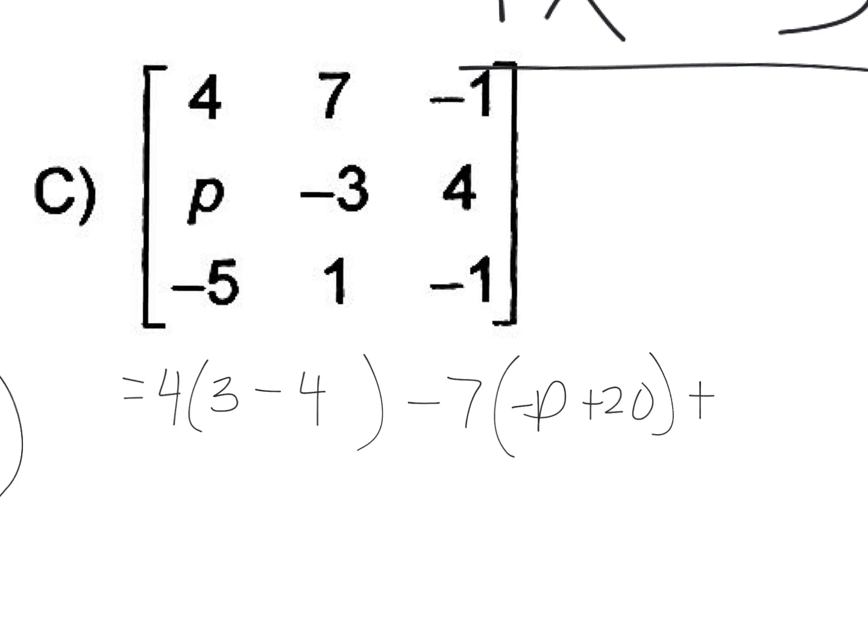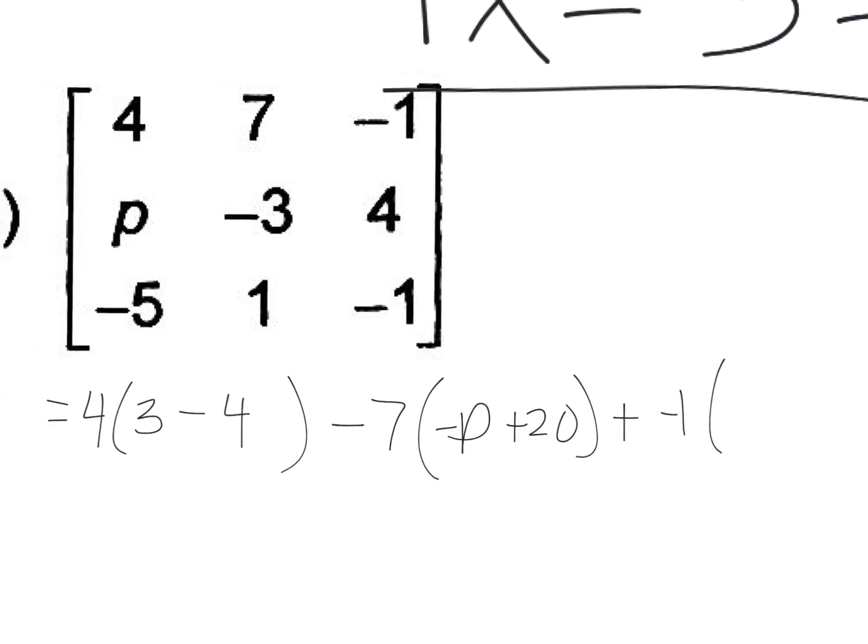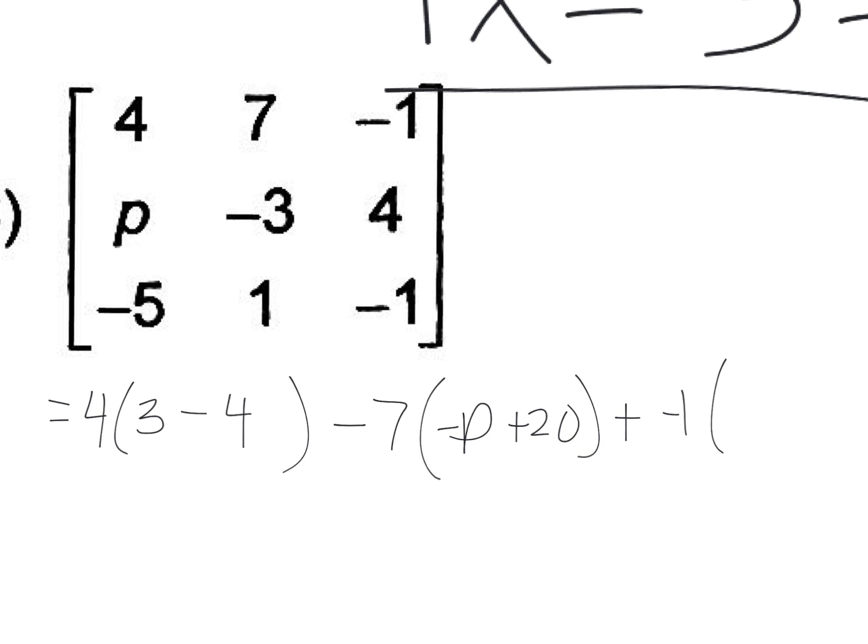And then our last term would be plus -1. Could have just written a minus 1. I'm just going to put plus -1. Same thing. These cancel. P times 1 is p minus positive 15. So p minus 15. And now we're just going to simplify this.